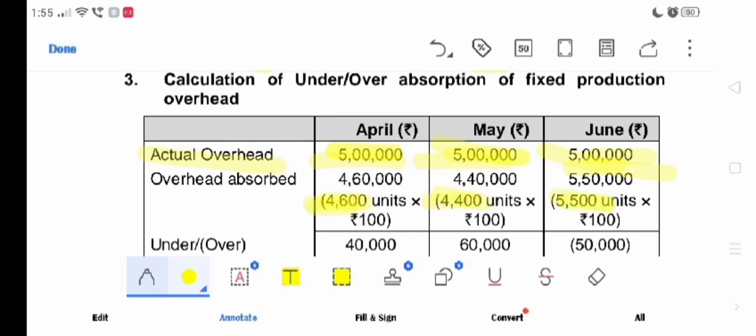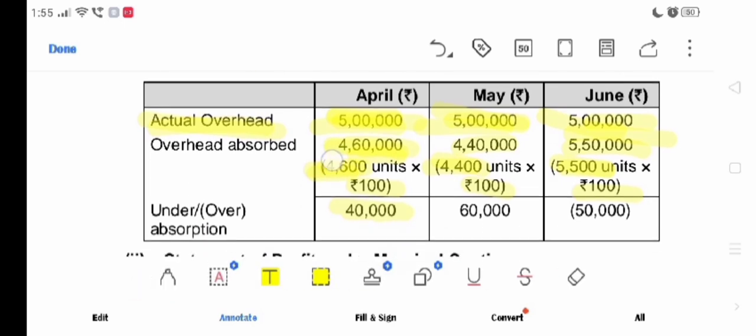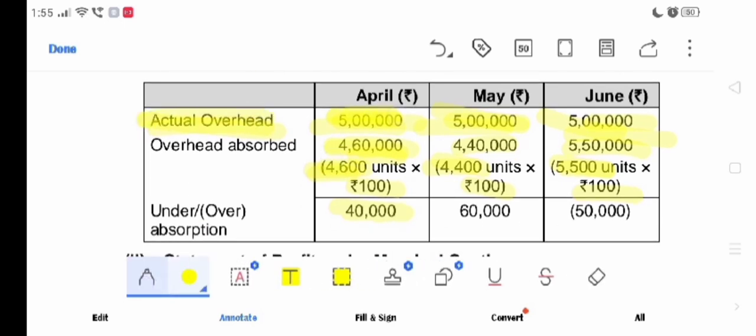And what is the production overhead per unit? We have calculated, no? 100. So into 100, into 100, into 100, right? So 4 lakh 60,000, 4 lakh 40,000 and 5 lakh 50,000, right? So the actual overheads that need to be absorbed is 5 lakh, but how much have we absorbed in April? 4 lakh 60,000 only. Then 40,000 is under or over absorption? Under absorption only. You have to actually absorb 5 lakh, but you have absorbed 4 lakh 60. 40,000 is under absorption.